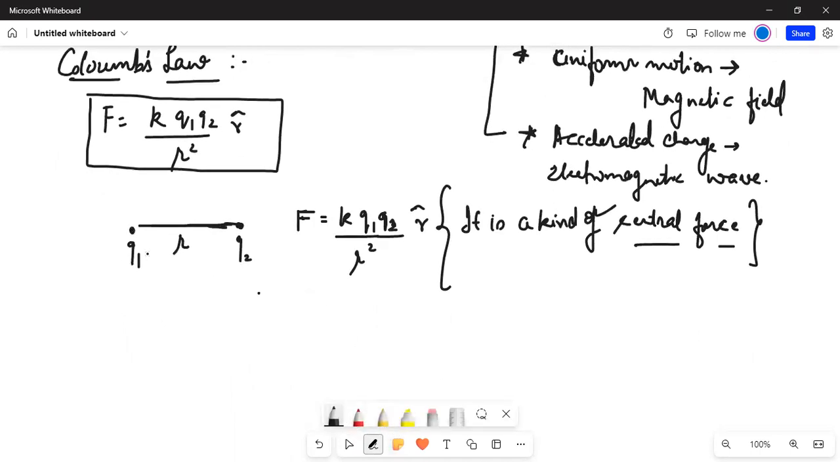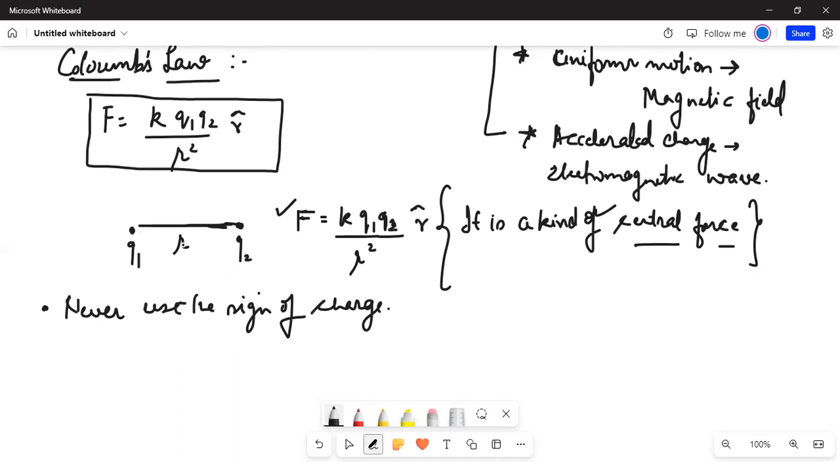Now, one thing you should keep in mind since you're starting the subject: never try to use the sign of the charges. This is advice that I'm giving to you. Rather, just see what kind of force it will be.